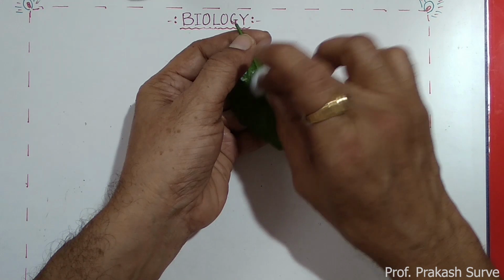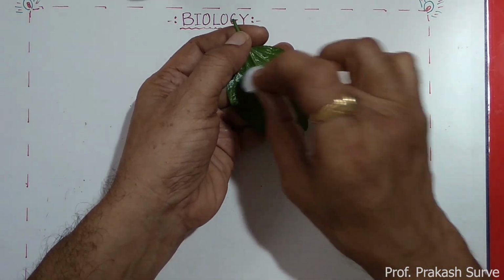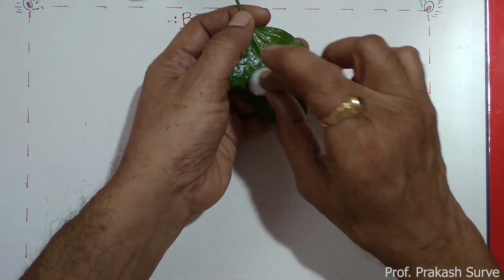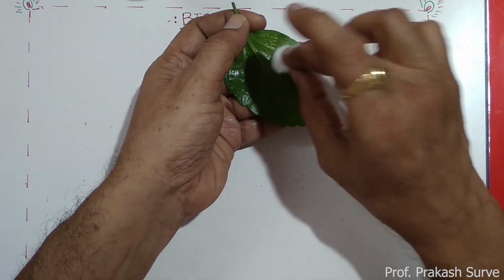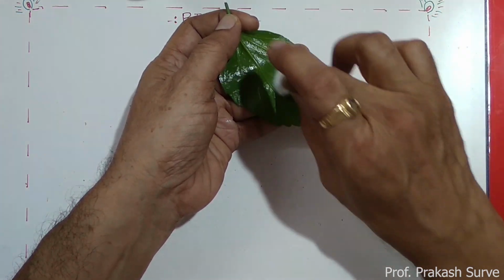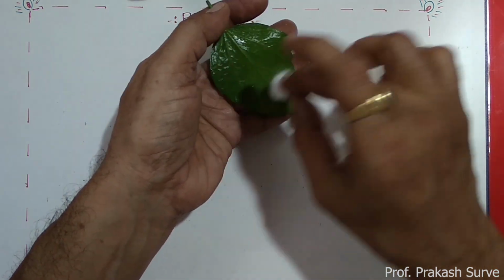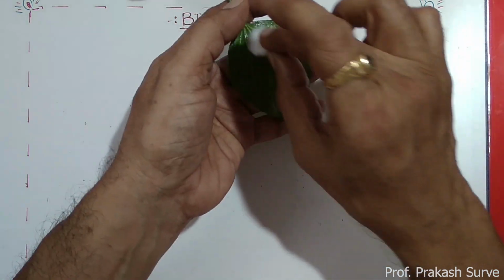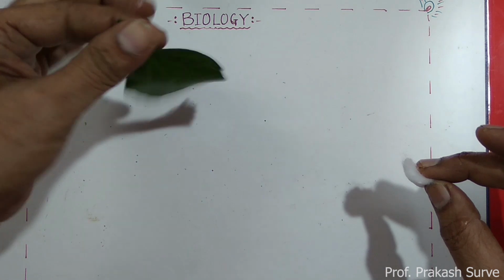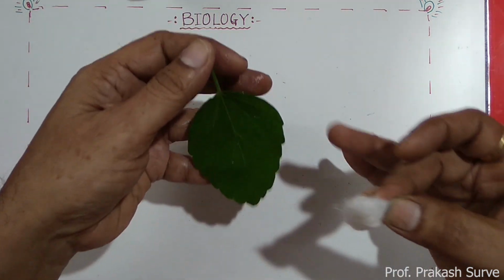Now what is the use of the stomata? Stomata help in gaseous exchange as well as transpiration. So here transpiration takes place. What is meant by transpiration? Transpiration means the loss of water in the form of vapors. So this is my leaf A where the Vaseline is applied.